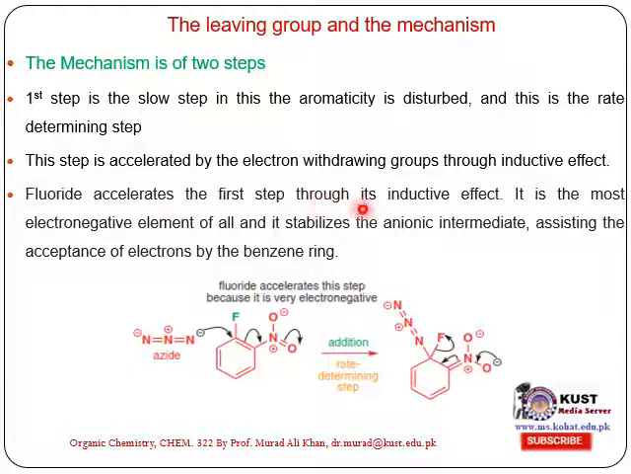Fluoride accelerates the first step through its inductive effect. It is the most electronegative element of all, and it stabilizes the anionic intermediate, assisting the acceptance of electrons by the benzene ring. As fluorine is the most electron withdrawing group, the nucleophile can attack the carbon easily, as it is withdrawing the electrons from the ring. And this one is the rate determining step, the attack of the nucleophile, or the addition of the nucleophile.